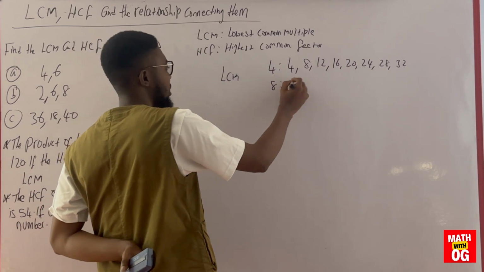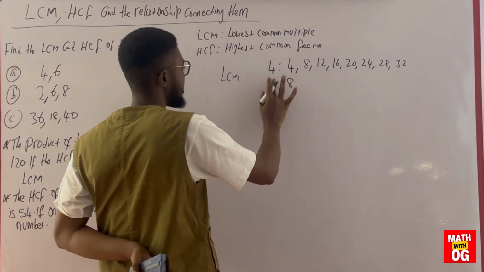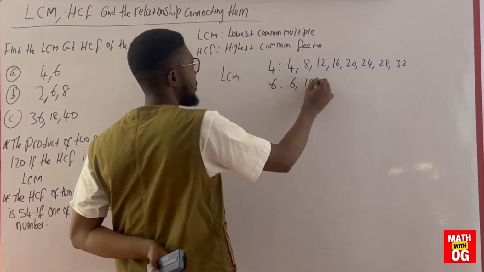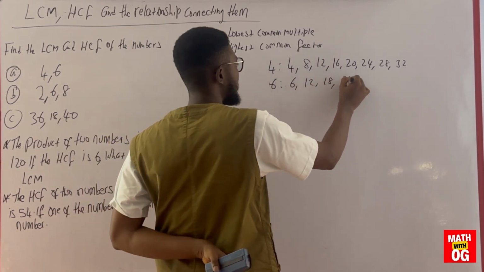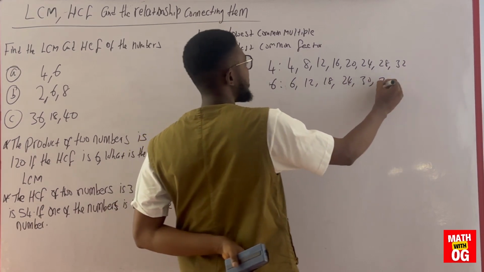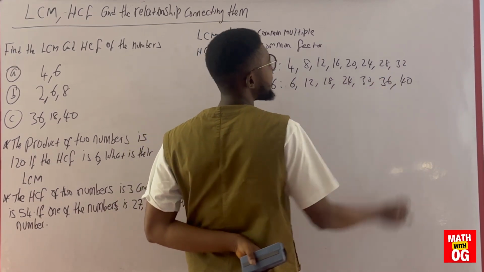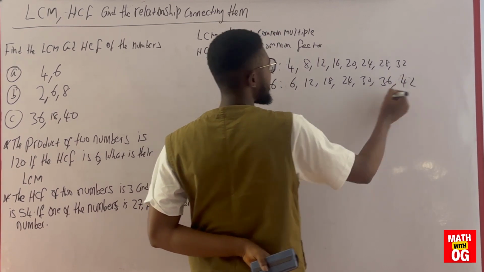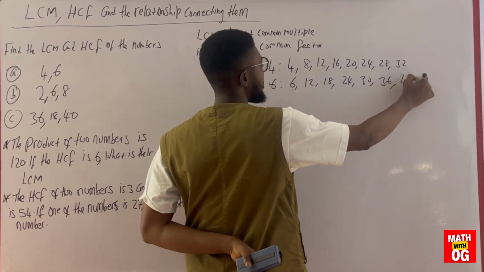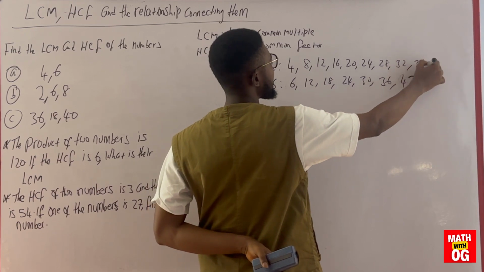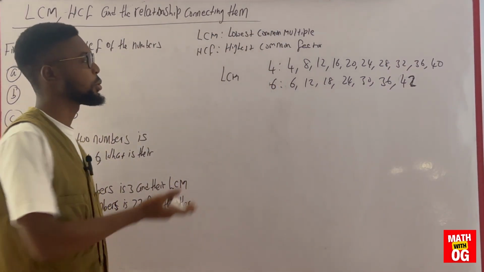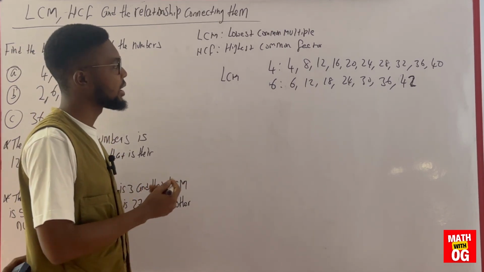Then for 6, you have 6, 12, 18, 24, 30, 36, 42. There's no 40 being a multiple of 6. Now we've listed the multiples. You are not supposed to extend it that long.